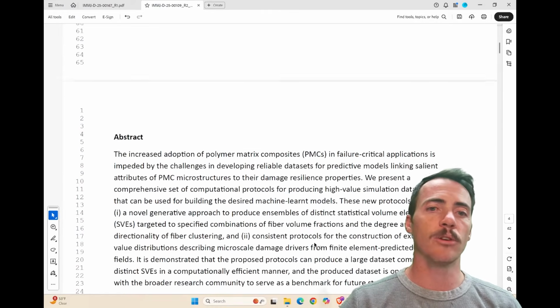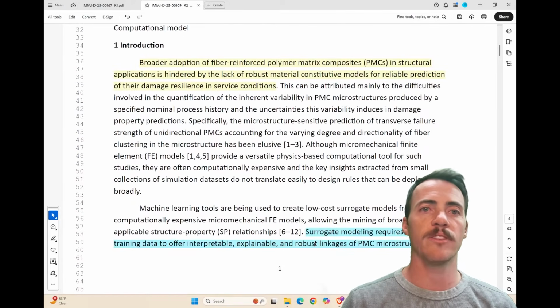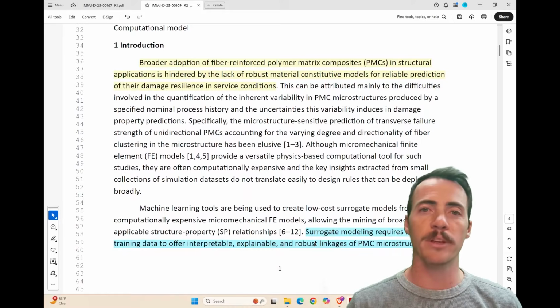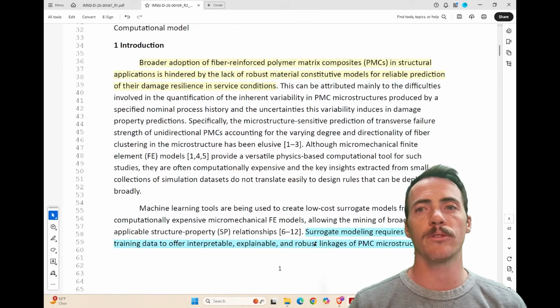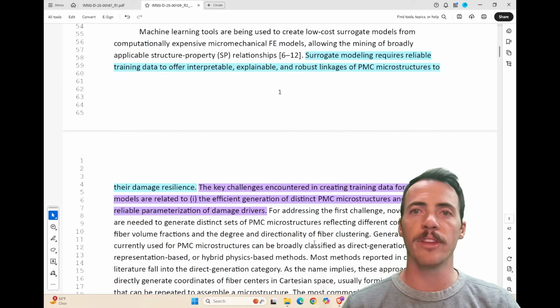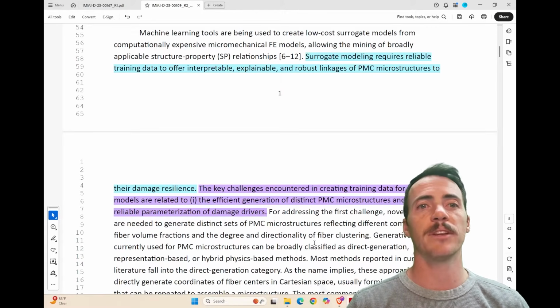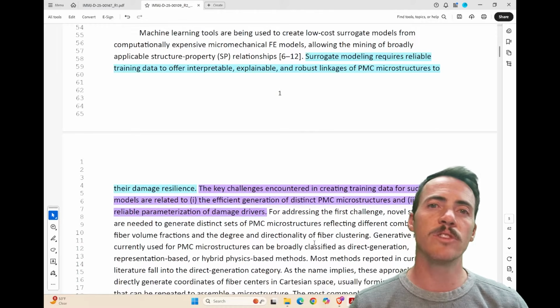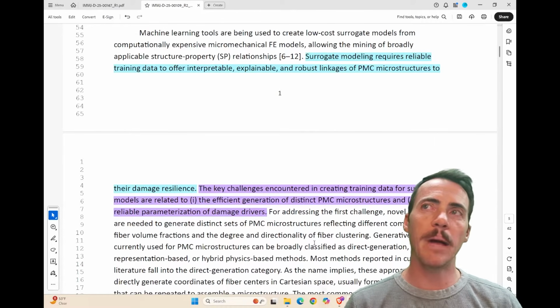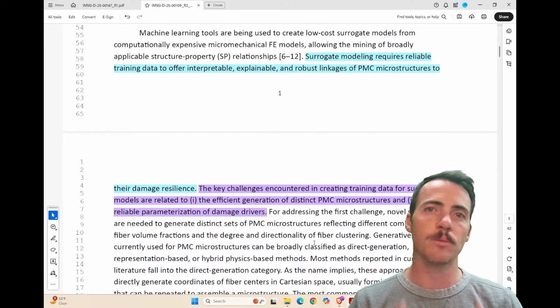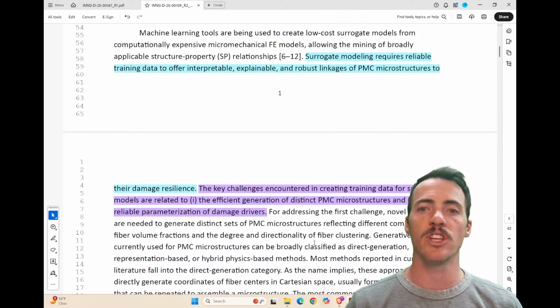Okay, so they come right out and say the problem is that we would be using fiber-reinforced polymer matrix composites in many more applications if we had better models for predicting their damage resilience under service conditions, right? And they point out that, of course, you could do expensive micromechanical FE models, but they are slow. So we're interested in low-cost surrogate models, but surrogate models are only as good as the data you have for them. And that's what they're addressing in this paper, is a way to generate the data.